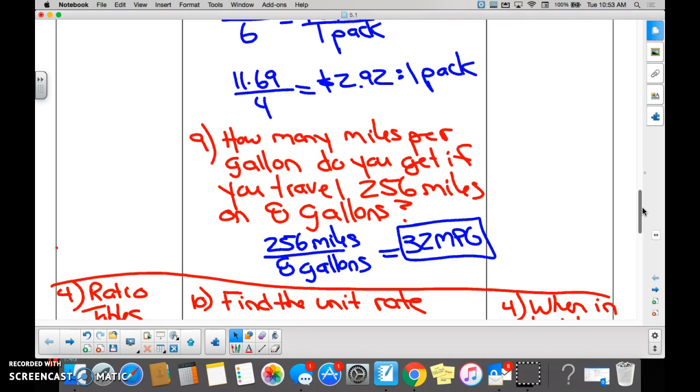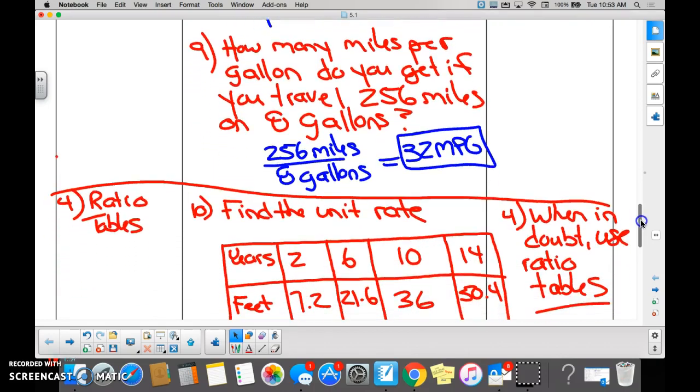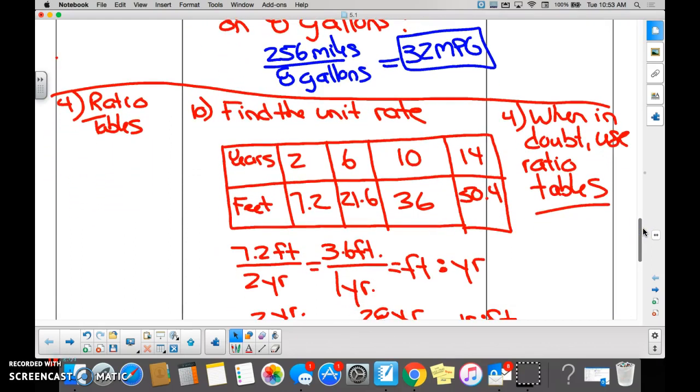Yes, no? Yes. Oftentimes when you hear the word per, you can assume, not always know, but assume you're going to be talking about a unit rate. And then down here, ratio tables. Are ratio tables helpful? Yes, ratio tables are really helpful. In order to be a ratio table, they have to be proportionate.